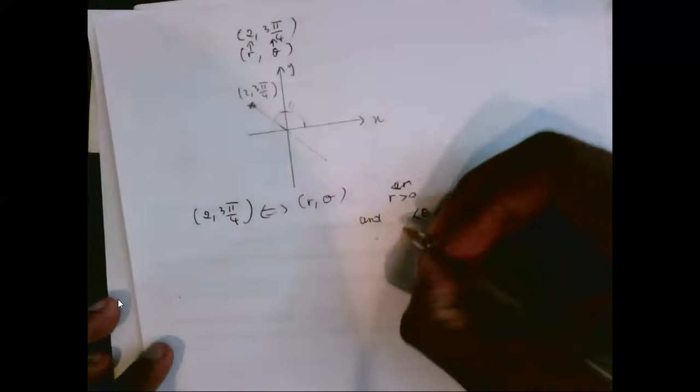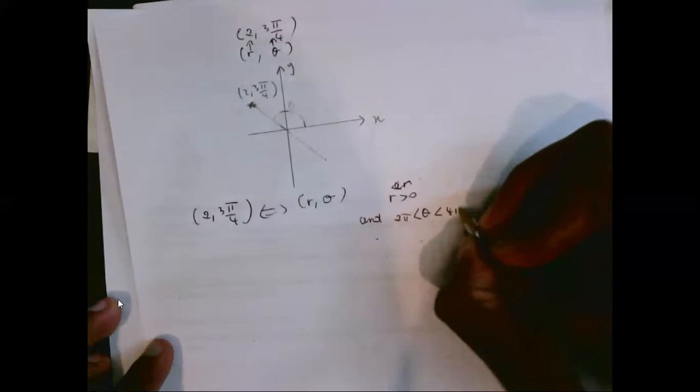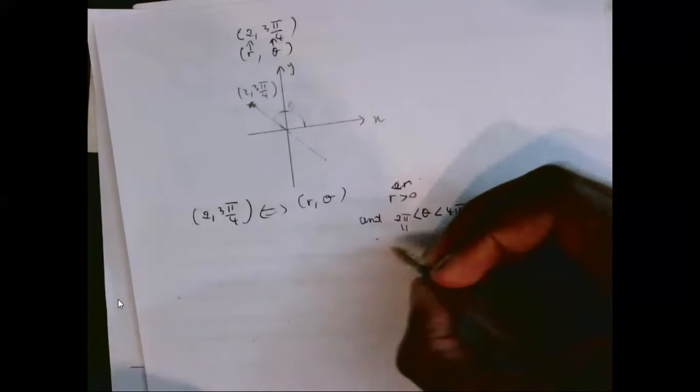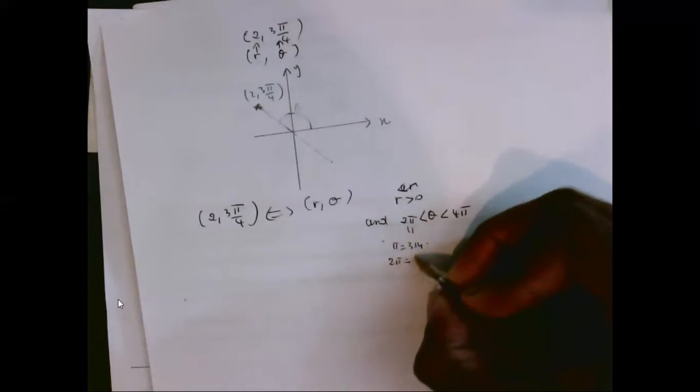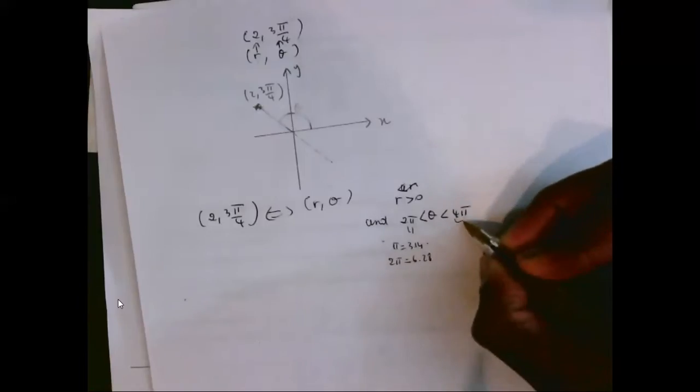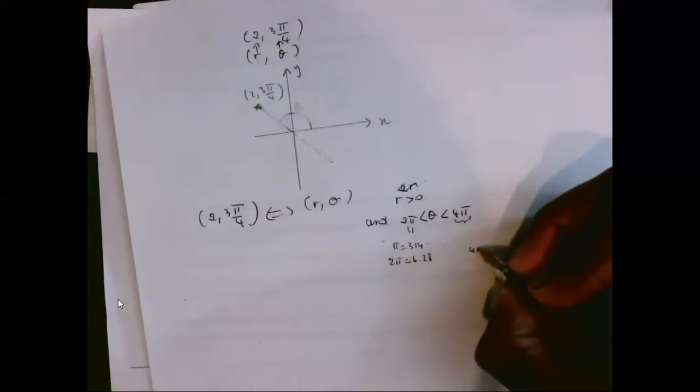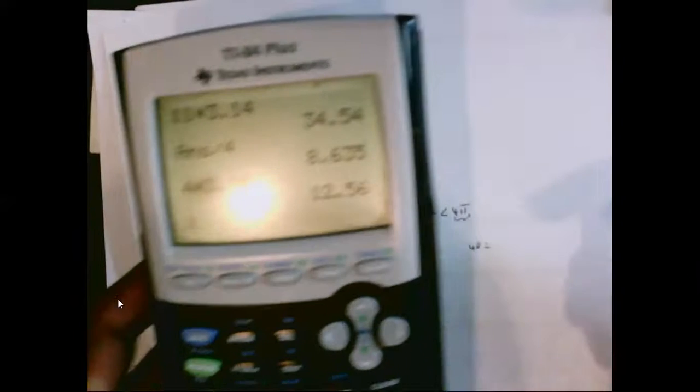I know that π is about 3.14, so 2π will be about 6.28, and 4π will be around 4 times 3.14, I get 12.56. So I have to find an angle that is between 6.28 and 12.56.